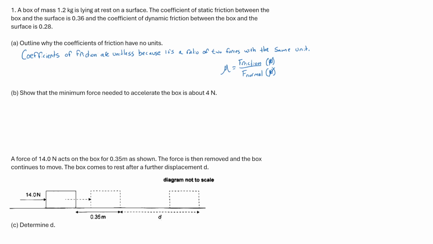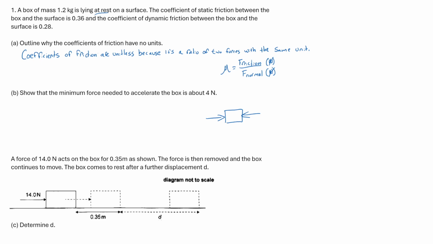For part B, we're asked to show that the minimum force needed to accelerate the box is about 4 newtons. All right, so what causes acceleration? Well, force is what causes acceleration. More specifically, a net force that is non-zero. So think about it this way. You have a box, and you're pushing on it to the right. Now, opposing your motion is the force of static friction, right? Because it's initially at rest.